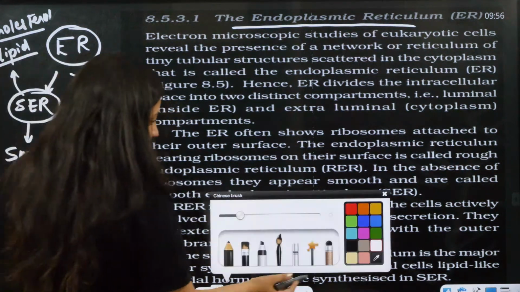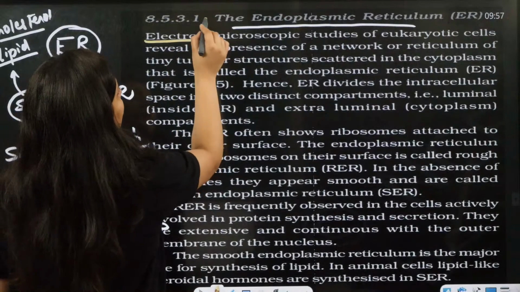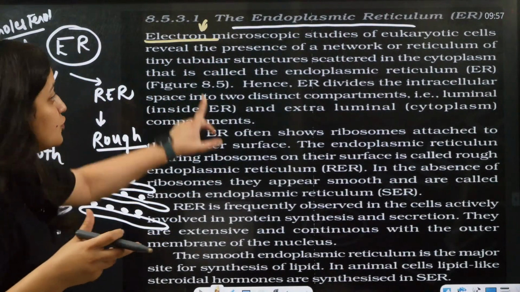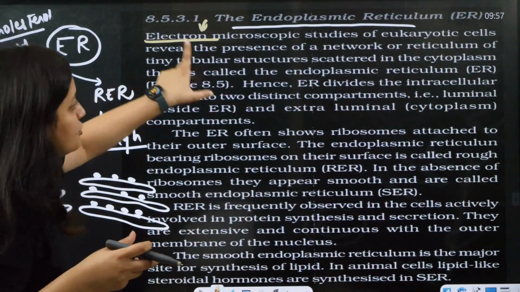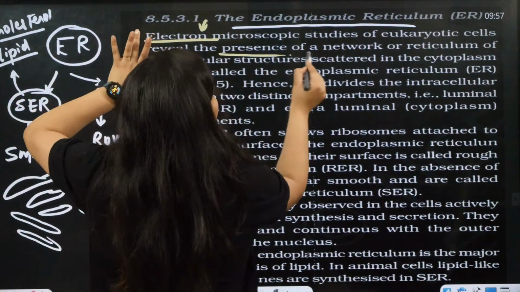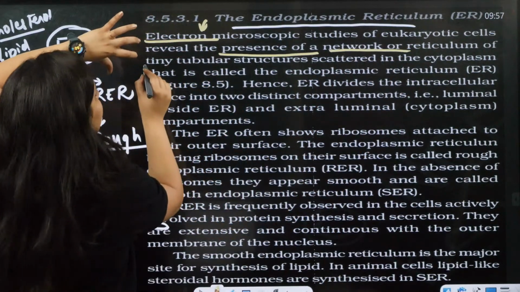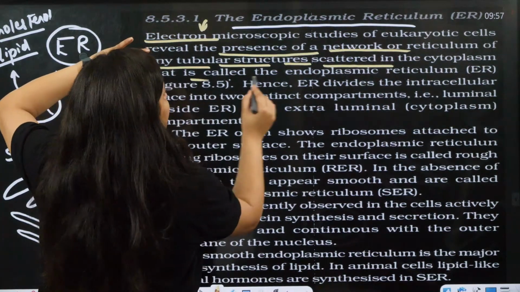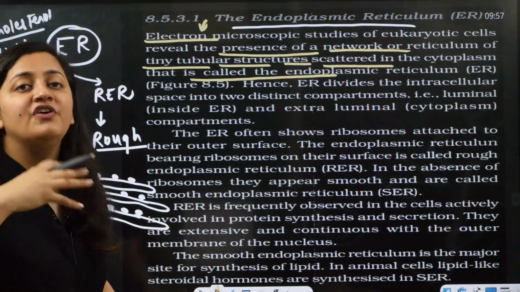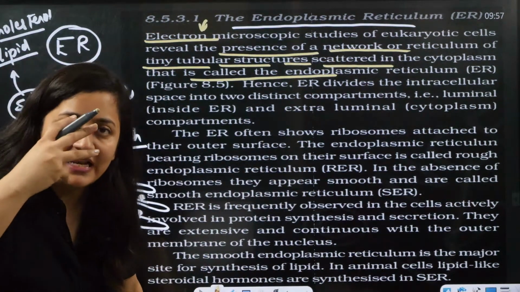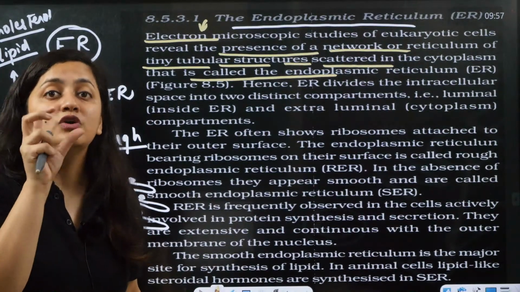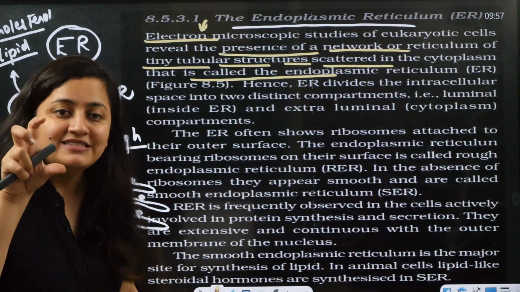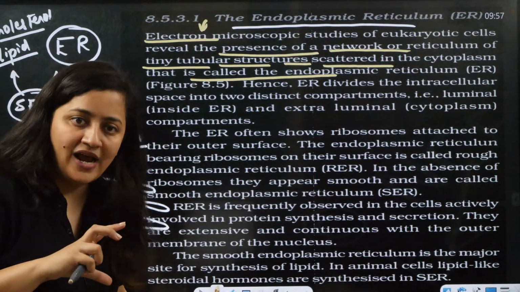With the advancement in microscopy, with the help of electron microscopic studies, we were able to see their structures. Electron microscopic studies of eukaryotic cells reveal the presence of a network or reticulum of tiny tubular structures scattered in the cytoplasm, and that is the ER. With the help of electron microscopy, we are able to see the endoplasmic reticulum.